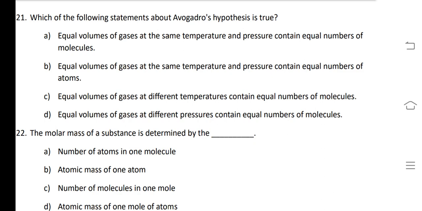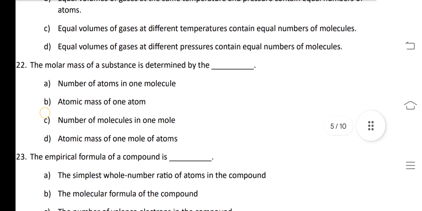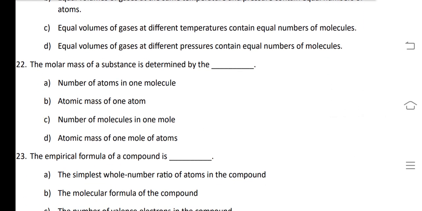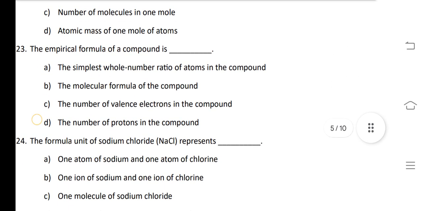This is the question for the higher classes, so please leave it. Our next question is, the molar mass of a substance is calculated by the atomic mass of 1 mole of atoms. Option number D is correct.